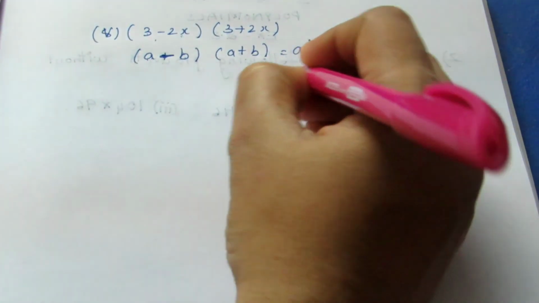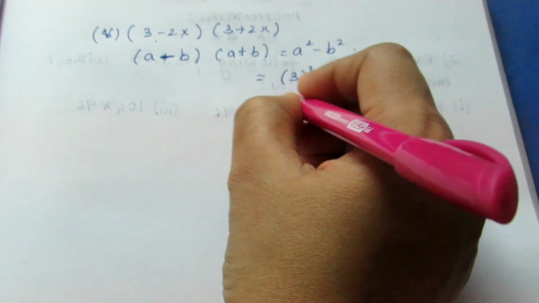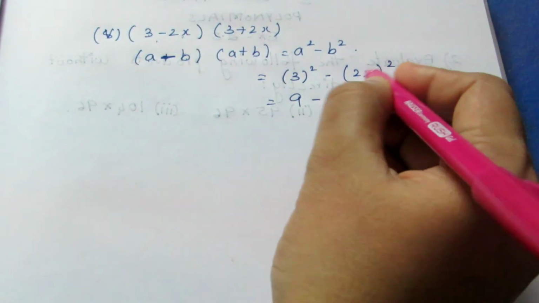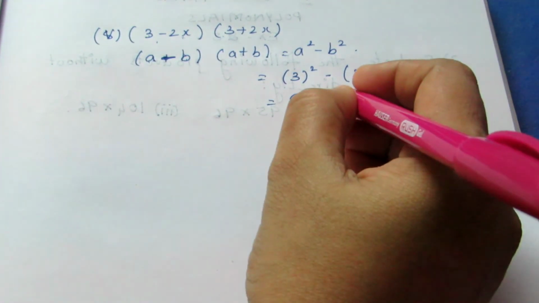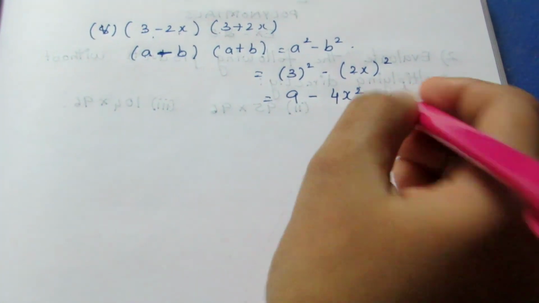So a square is 3 square minus 2x the whole square. If I solve this, I get 9. Here we need to square both the 2 and the x, so it becomes 4x square. So this is the final answer for the fifth sum.